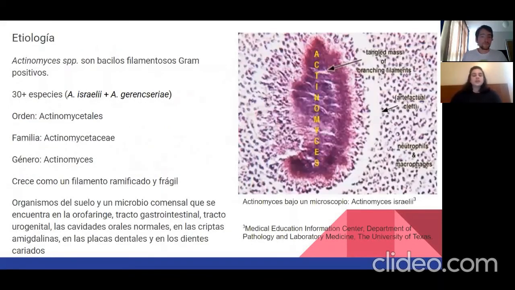Its etiology is that Actinomyces are non-spore-forming gram-positive rods. The bacteria form branching filamentous rods. While more than 30 species have been described, the one that is most prevalent in human infections and found in most clinical forms is Actinomyces israelii. It accounts, along with Actinomyces gerencseriae, for about 70% of cervicofacial infections.